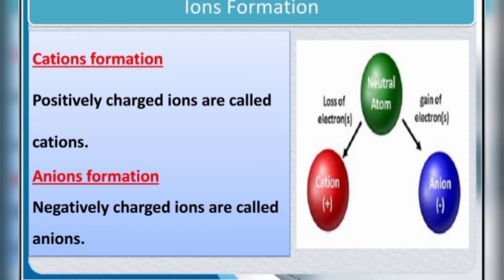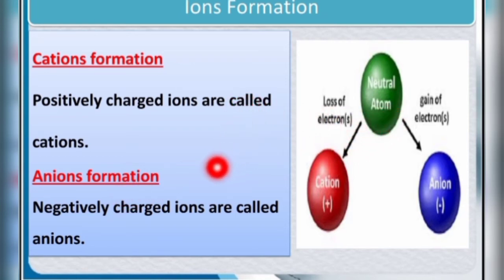Ions formation. Students, how are ions formed? There are 2 types of ions, cations and anions. Students, always remember that the positively charged ions are called cations and the negatively charged ions are called anions.